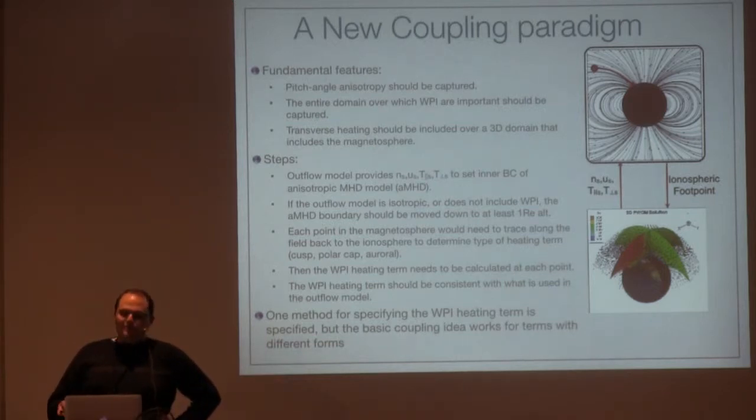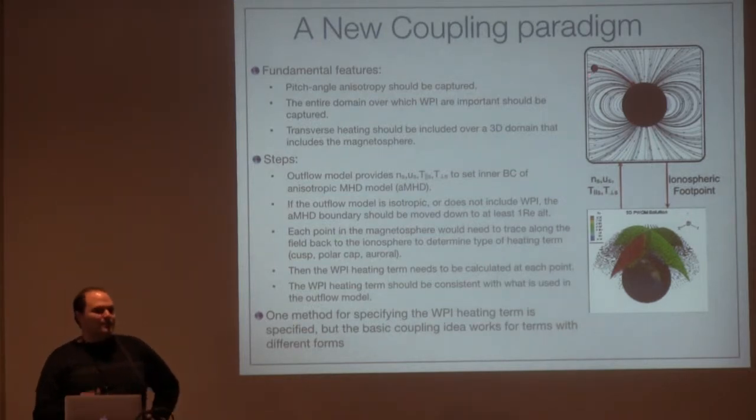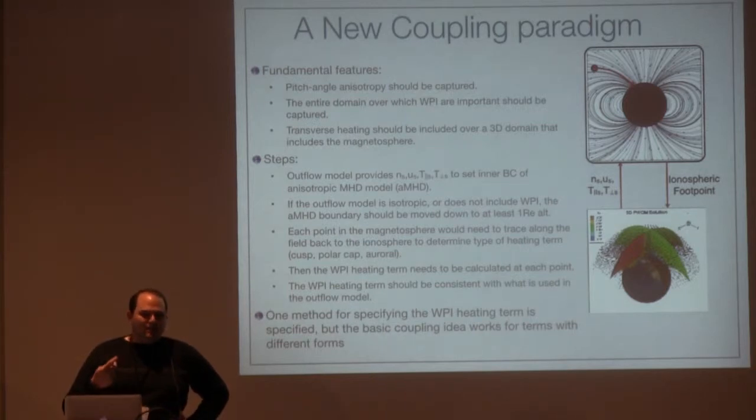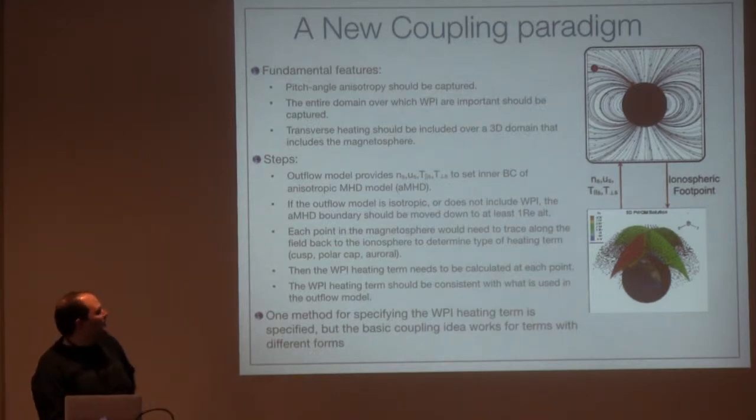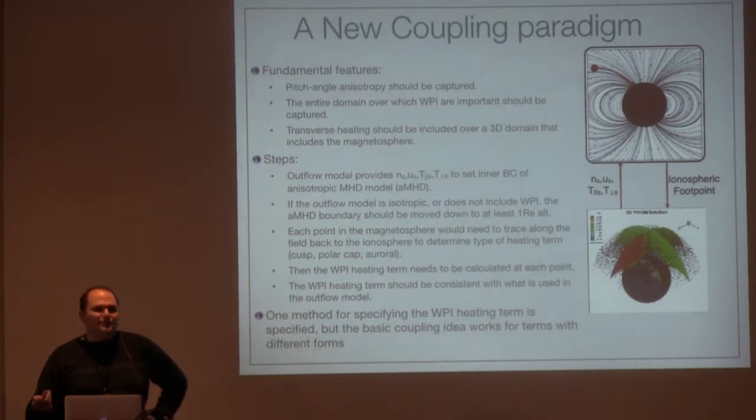Basically, though, now you need a new paradigm when you want to include this in your coupling. It's not enough just to set the density and velocity. Now, for each point in the magnetosphere, you have to set your wave heating term in a way that's consistent with the way you're setting it in your outflow model. So you have to make sure you're very consistent with that. So every point in the magnetosphere would have to trace back and figure out, am I on the cusp, am I on a polar cap, an auroral field line? What kind of field line am I, and what's the appropriate heating term to use?